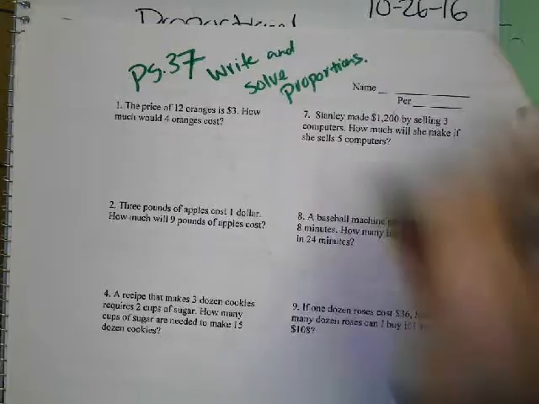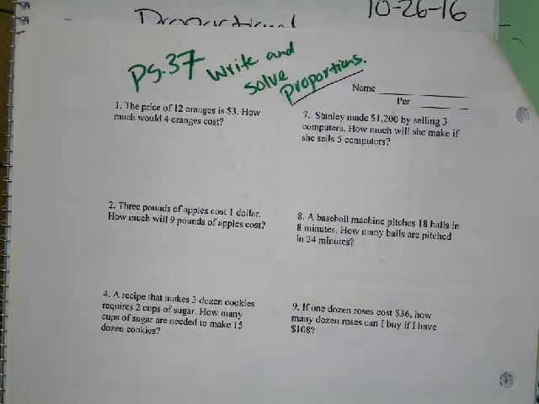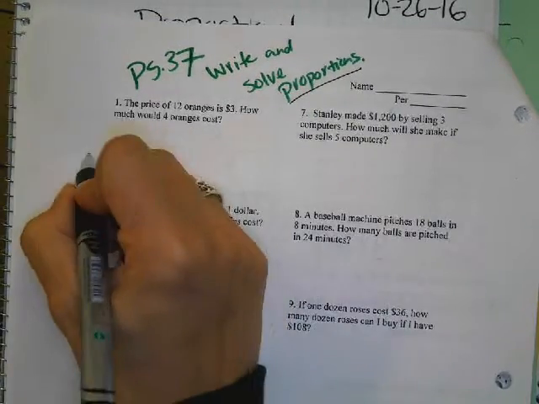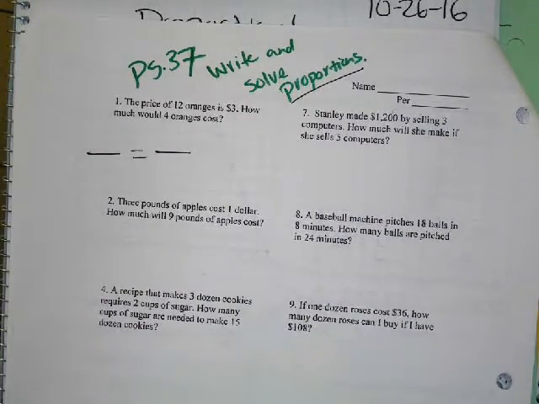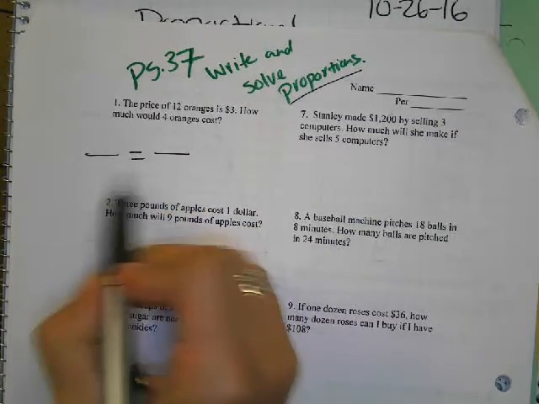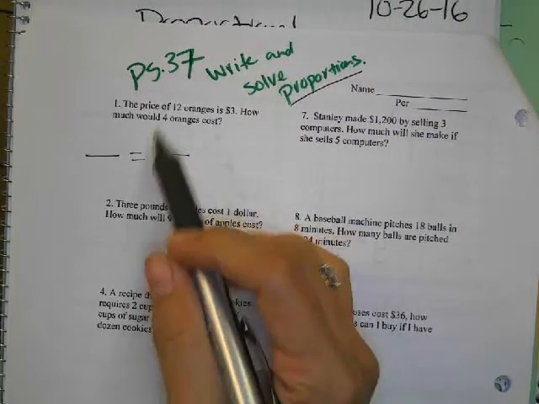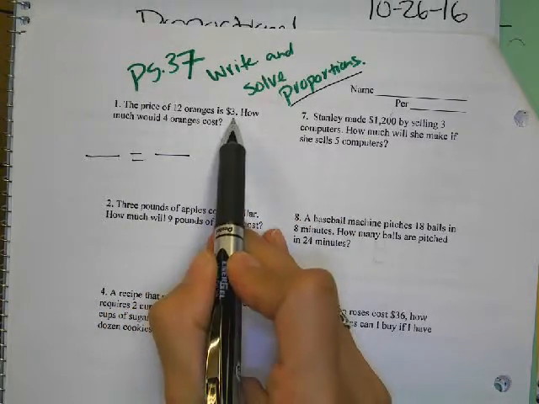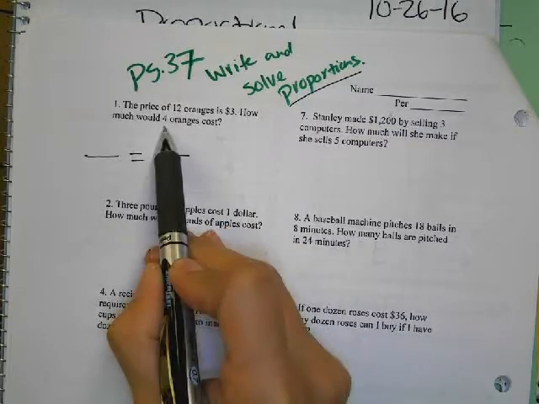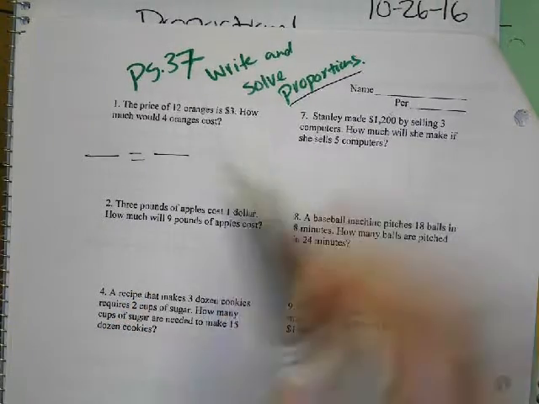Okay? Now, a proportion looks like this. This is basically the skeleton of a proportion. It's two fractions that are equal to each other. So you start off with this, the skeleton. Then you read the problem. The price of 12 oranges is $3. How much would 4 oranges cost?